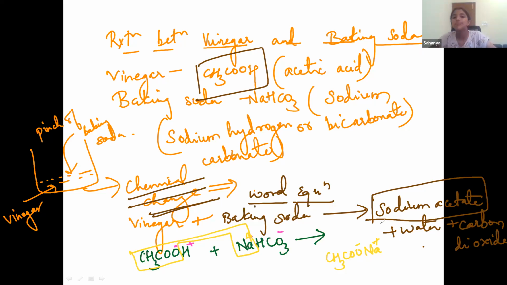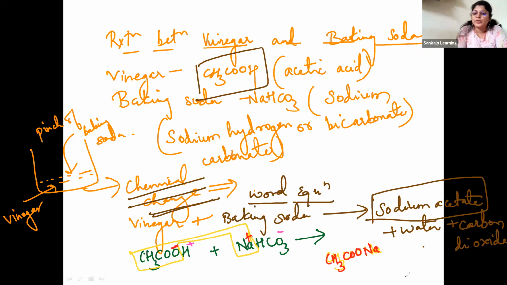What do you write for sodium bicarbonate? This is sodium bicarbonate, NaHCO3. Sodium bicarbonate and sodium hydrogen carbonate are one and the same. These are the other names for baking soda. So what is happening now? The negative part, CH3COO minus, is getting combined with the positive part, Na plus. Don't write this plus and minus, I'm just showing you.